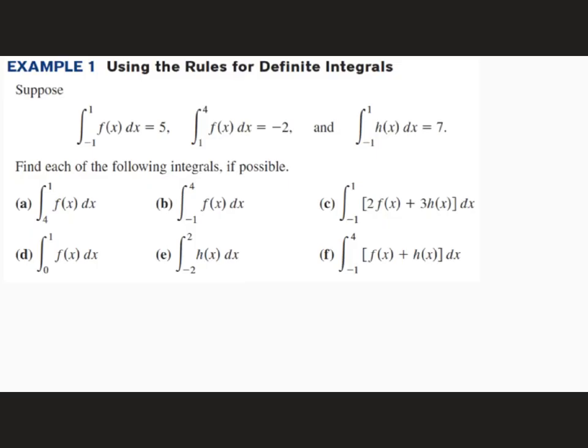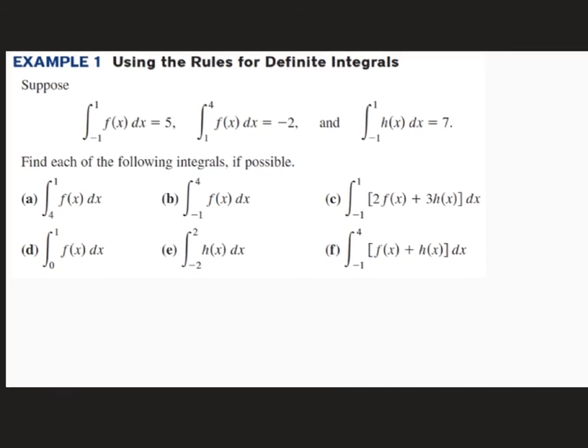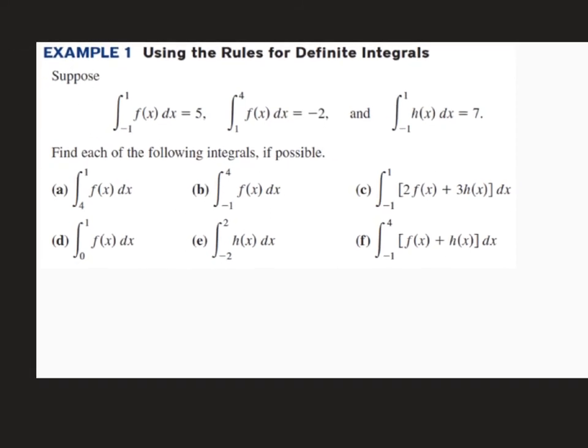Let's use some of those properties. You should try these right now. Feel free to pause and give these a shot, and I will write them down. So if we know 1 to 4 is 2, then 4 to 1 is negative 2. If we know negative 1 to 1 and then 1 to 4, we can just combine those, so we get 3. If we know negative 1 to 1 of f is 5, then that'll be 10 because it's 2 times 5. And if we know negative 1 to 1 of h is 7, we can do 3 of those, so 31.